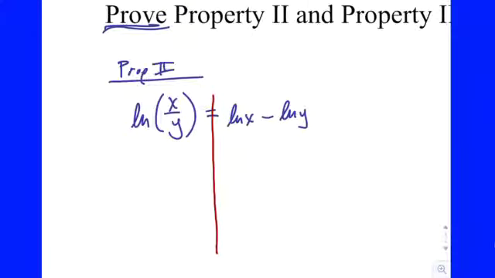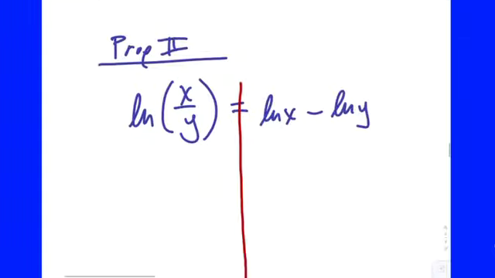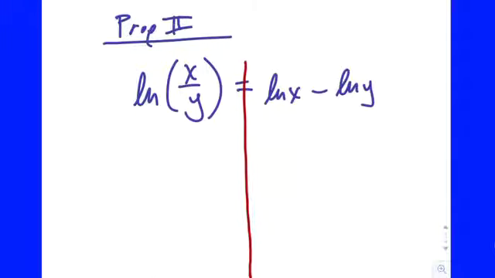Okay, so we can work on both sides, but we have to keep it equal to that particular side. And since we're trying to prove property 2, we can't use property 2 to prove it, right? You can't define a word with the word itself. What's a dog? A dog? It's a dog.